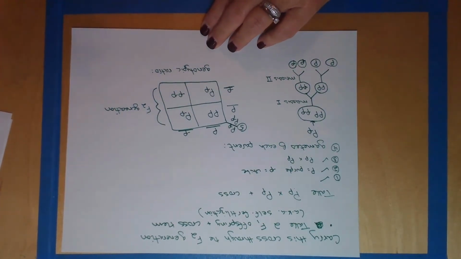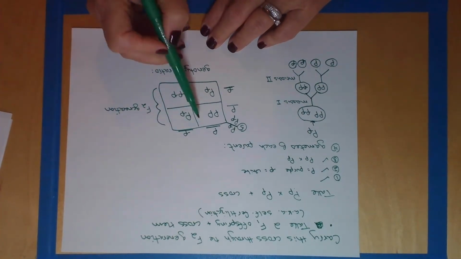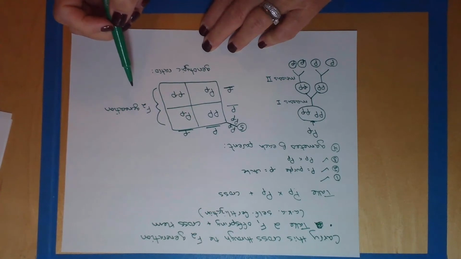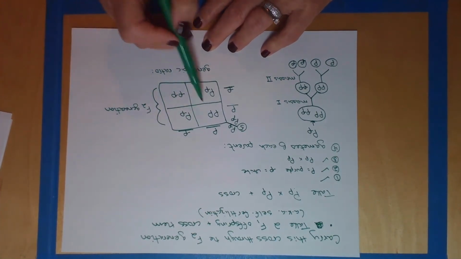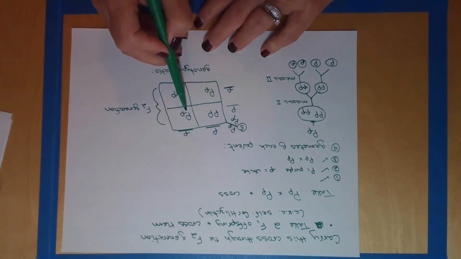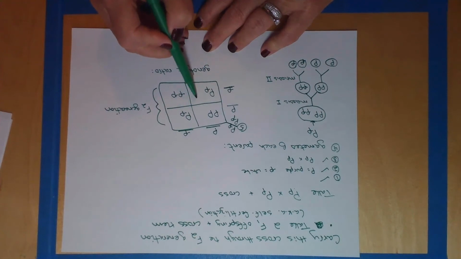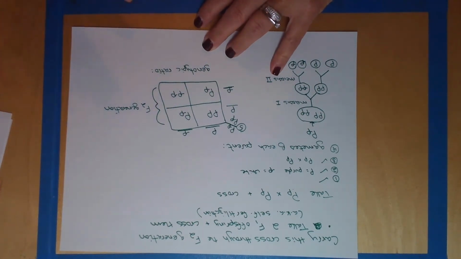Now, as you look at your genotypes, and they're right there in front of you, you're like, uh-oh, I have different genotypes. How many different genotypes? Well, here's one, and here's a second one. Now these two are the same, and then here's my third. So I actually have three things in my ratio.